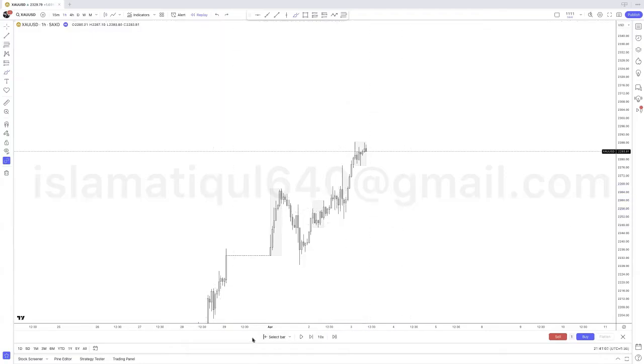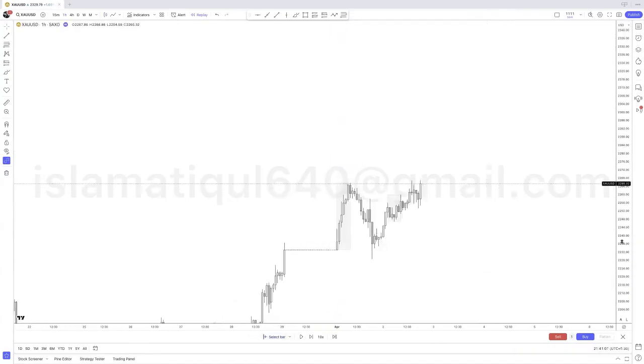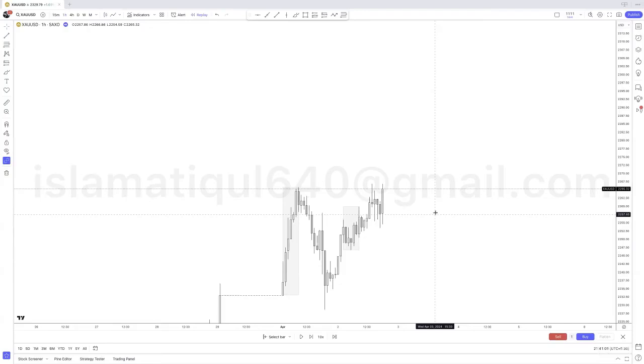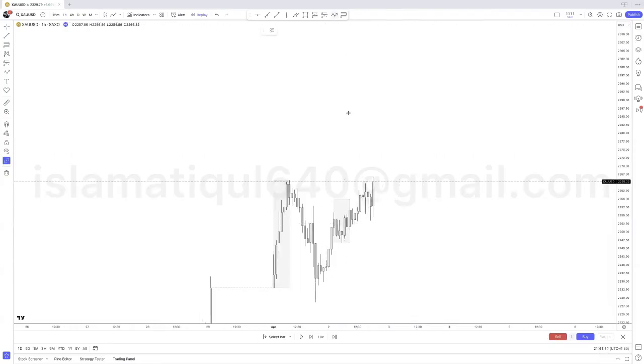But when price was in this area here, now this high would be important, because maybe the market was doing something like this, right? Higher high, higher low.